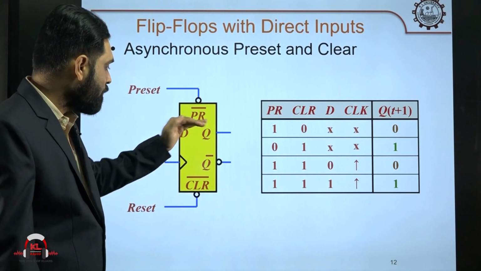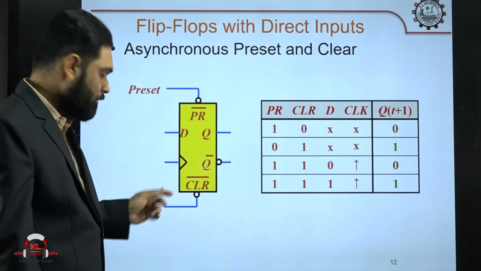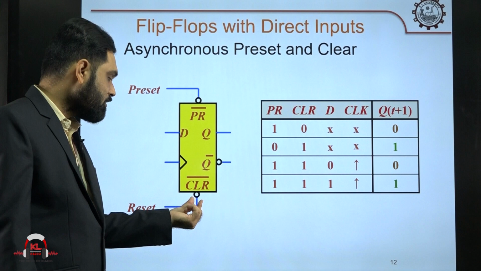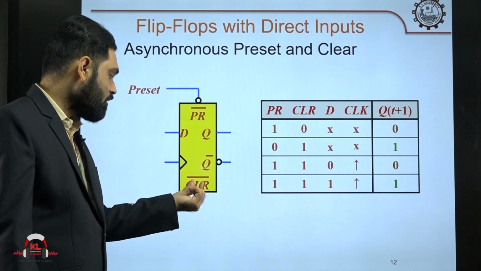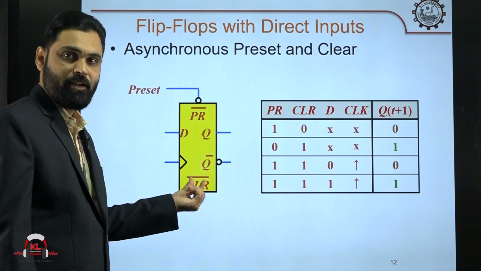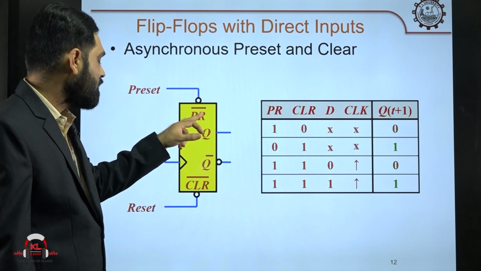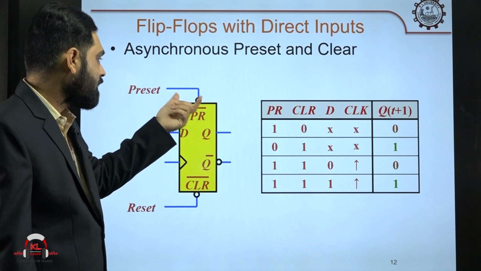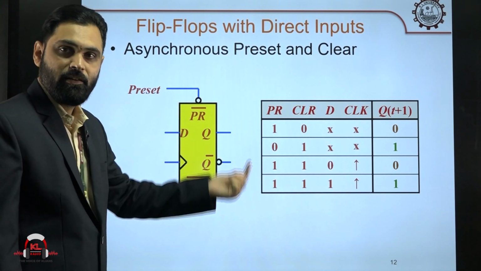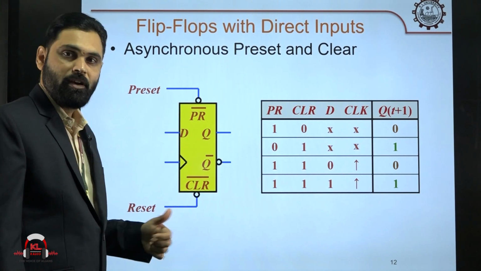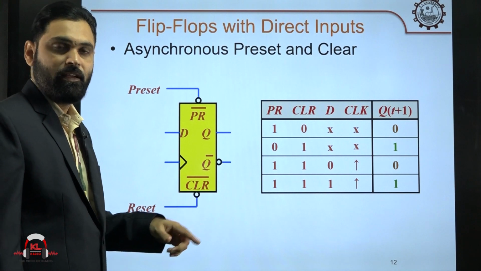That means whenever you want to clear this particular flip flop, you have to apply 0 to this line, then 0 bar will become 1 and clear will be active. And whenever you want to preset, you have to send 0, then 0 bar will be 1. Preset means you are setting that flip flop to 1. Clear means you are clearing the flip flop contents and making it 0.